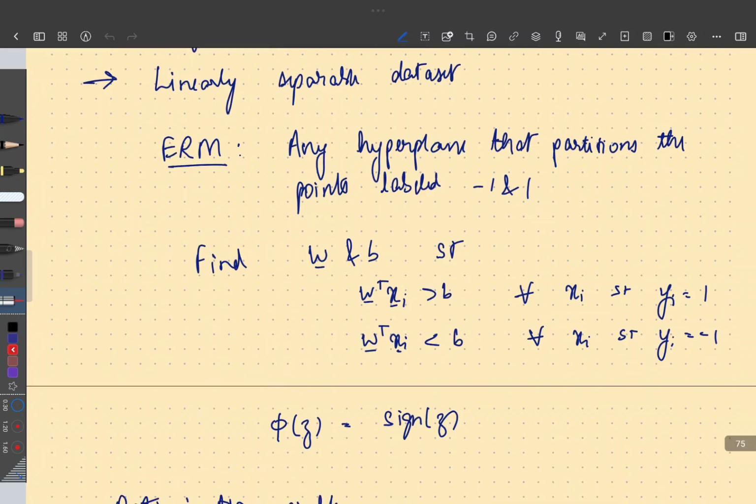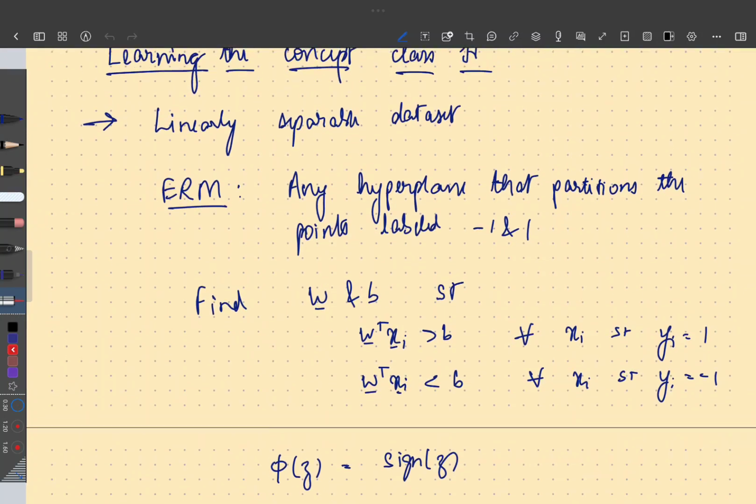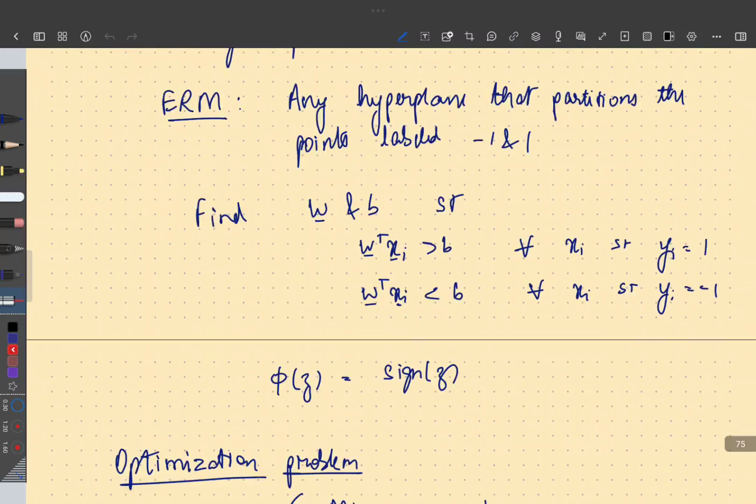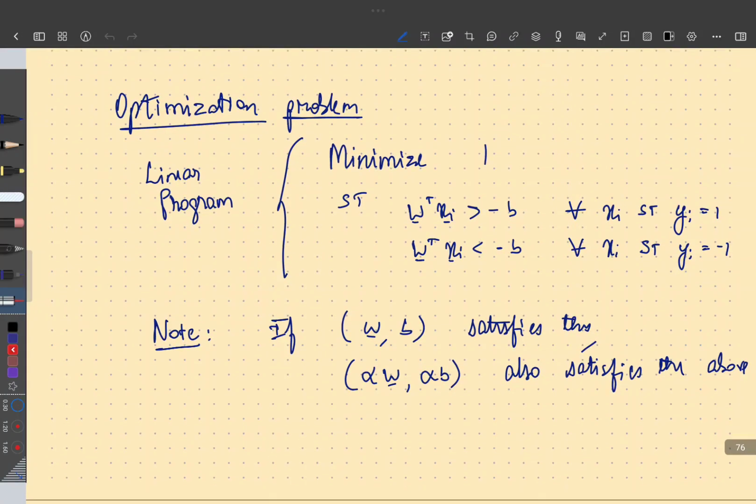All right. And we saw that the ERM is any hyperplane which partitions the points labeled +1 and -1. Therefore, you can frame the empirical risk minimization problem as solving the following linear optimization problem. You try to minimize a trivial constant. The objective function is trivial, and the constraints ensure that the points are all labeled correctly.